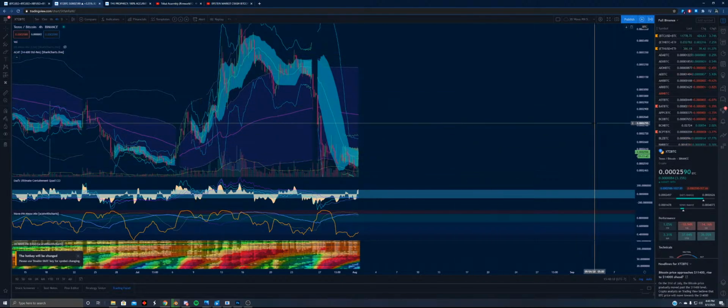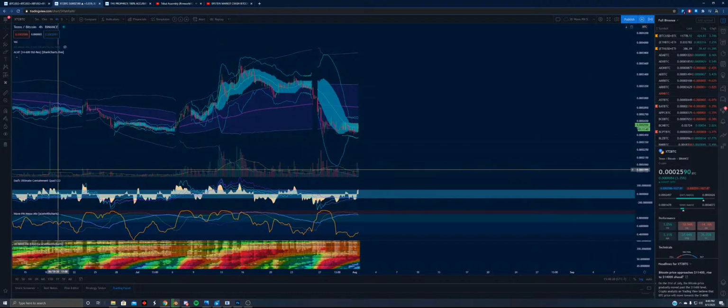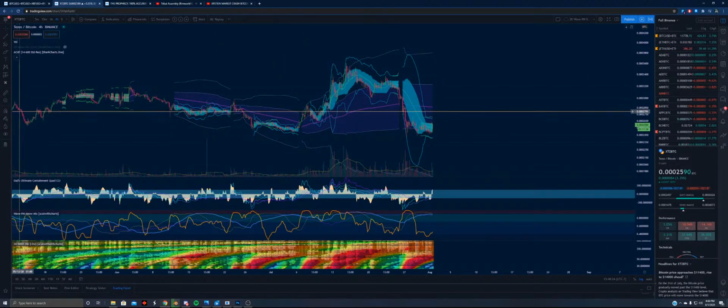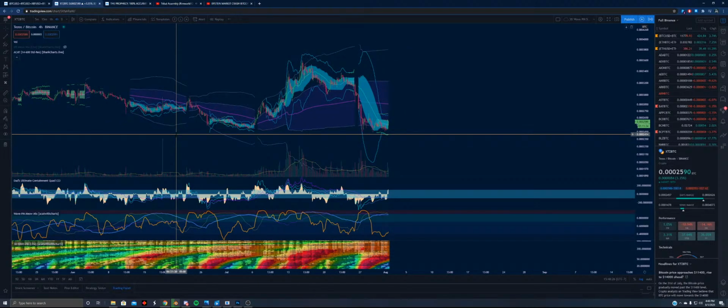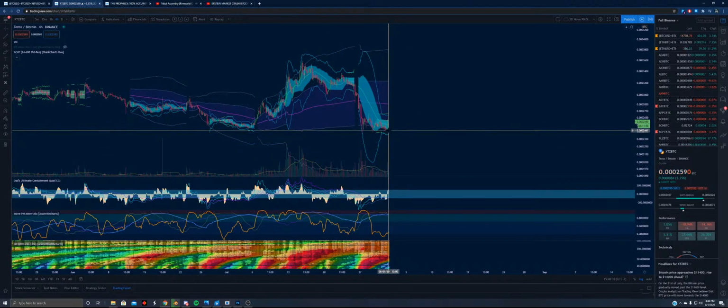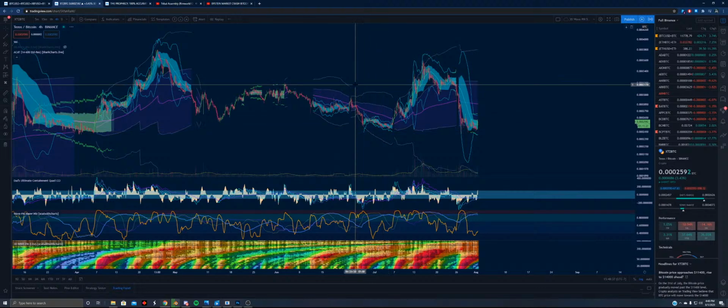Wow, that's pretty cool. So we're actually tagging low end of compression, which is kind of a rare signal. Pretty consistent though. I guess we can define this as a support. If you want to play it, you could. It's just not the most bullish looking chart.